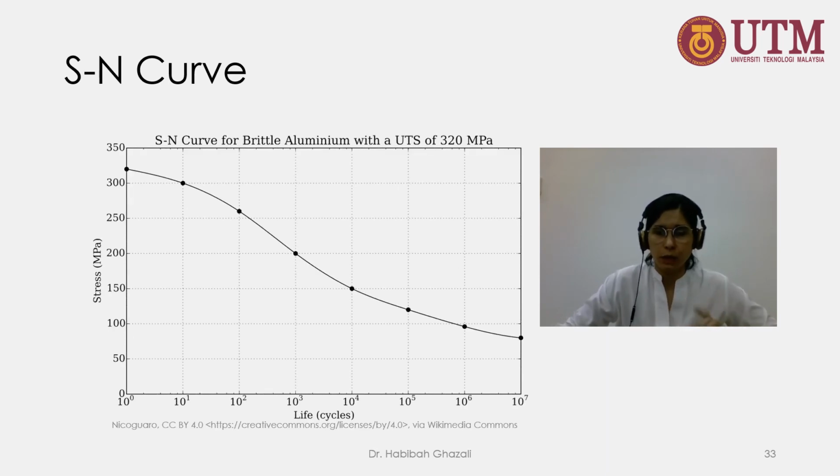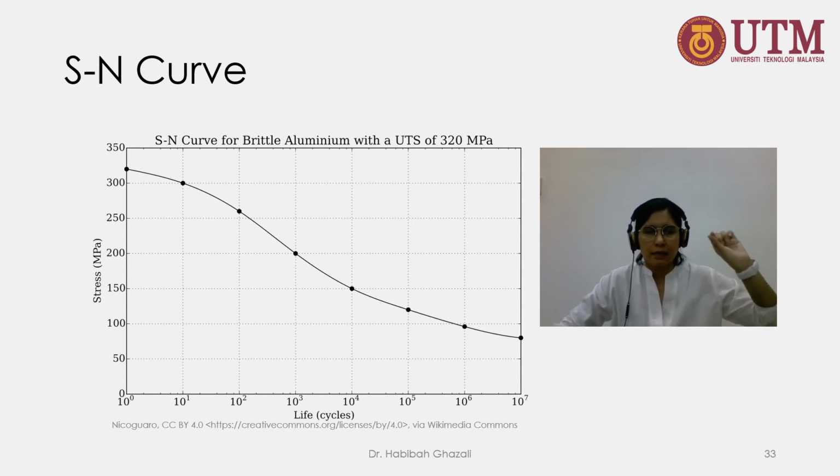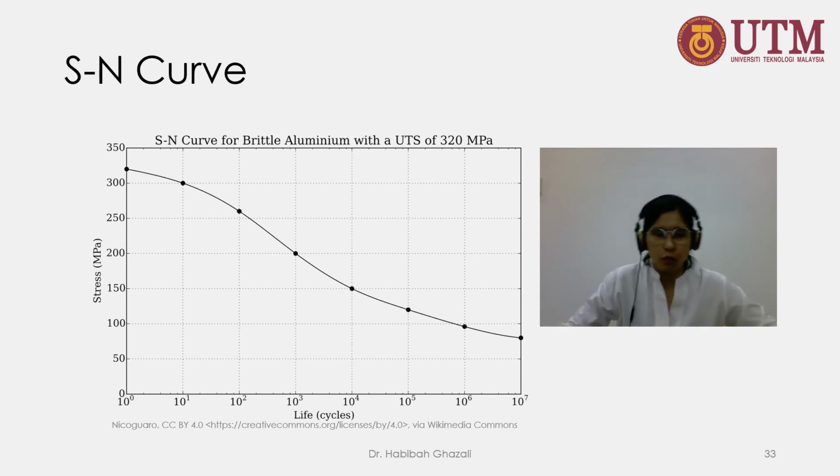So this is what we call an SN curve. This curve is the stress versus the number of cycles. This is an SN curve of brittle aluminum with an ultimate tensile strength of 320 megapascal. They have performed this test for this material several times under different loads.